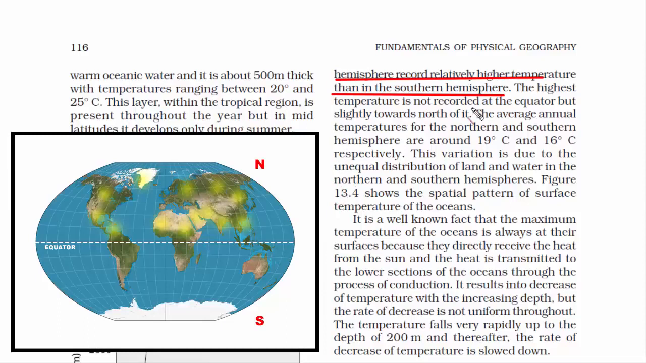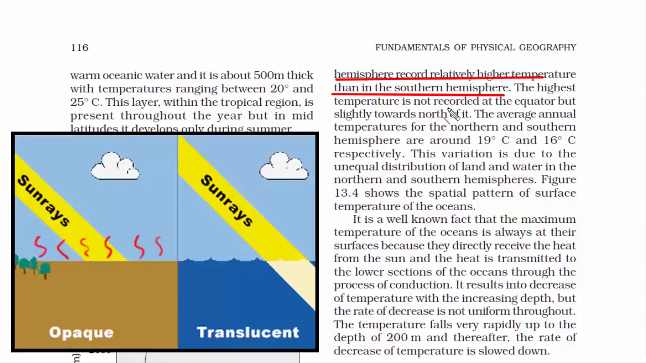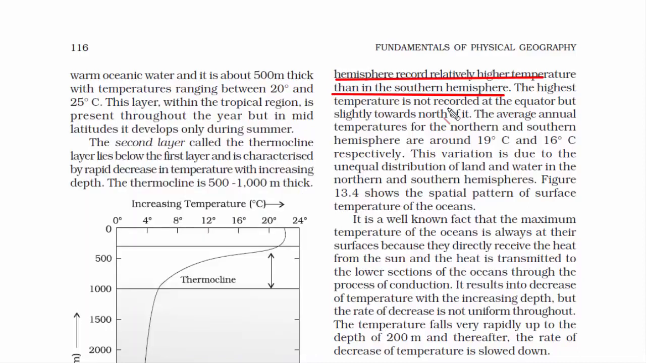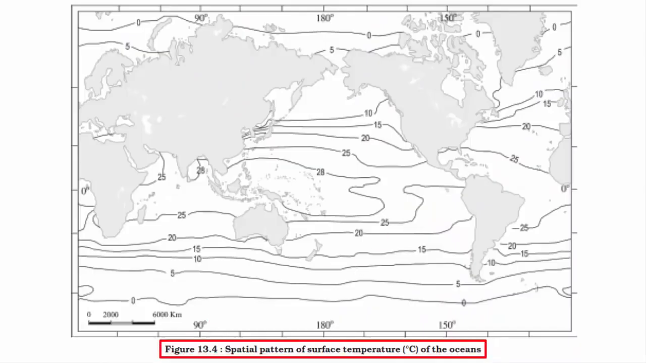Now, land areas are distributed predominantly in the northern hemisphere. And we also know that land gets heated much faster than water. Now, that has a relative impact on the surrounding ocean water. Here it says the average annual temperature for the northern and southern hemisphere are around 19 degrees Celsius and 16 degrees Celsius respectively. You see, there's a little variation in the temperature of the oceans in northern and southern hemisphere.